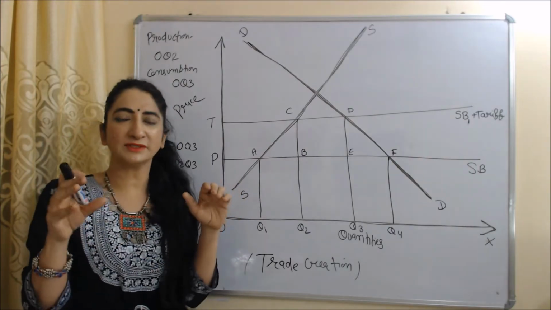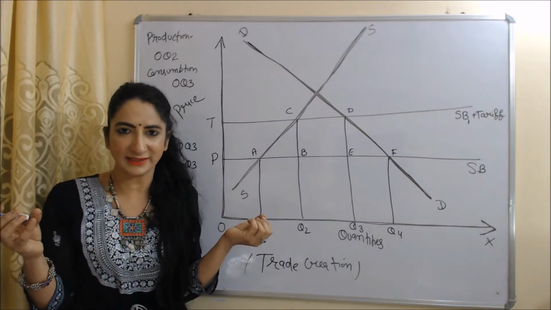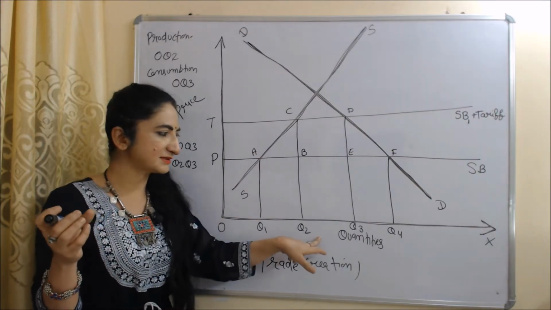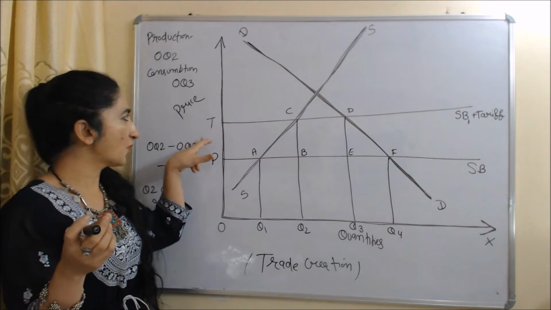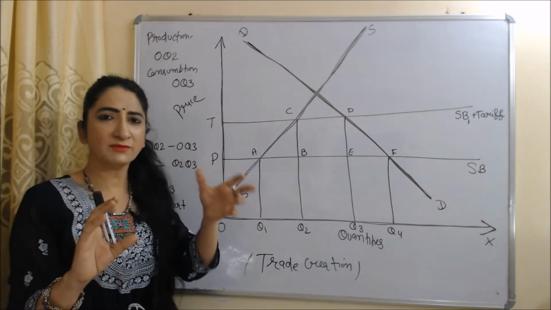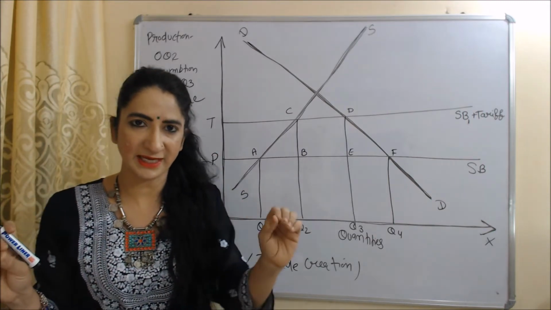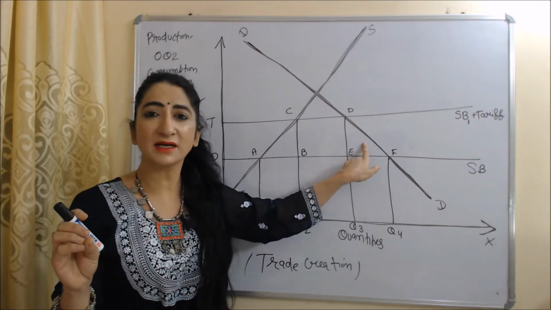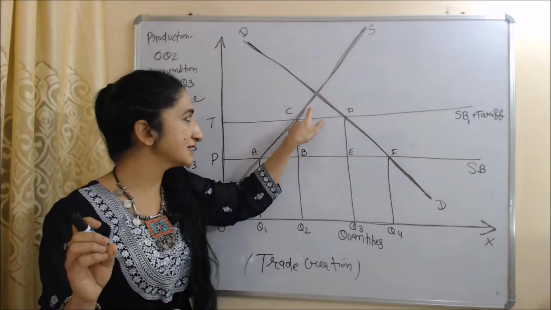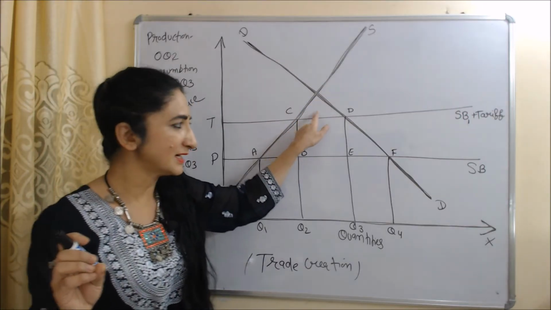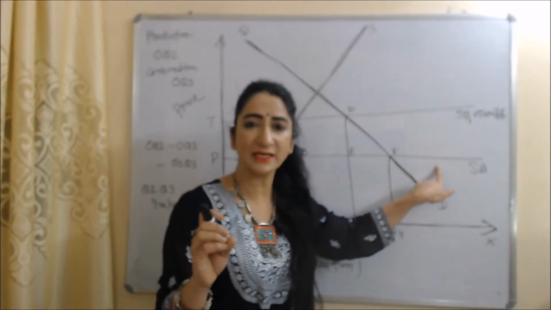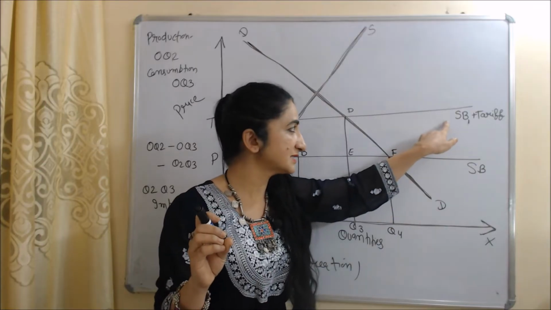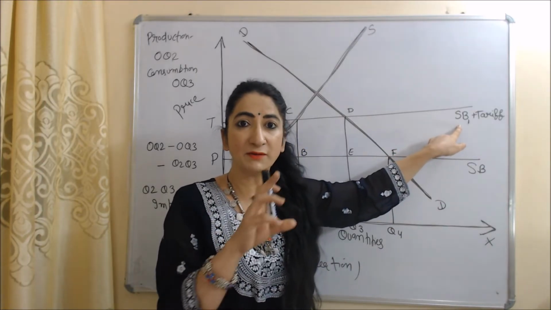Now with the help of this diagram, we will understand trade creation. In this diagram, on the x-axis we have quantities and on the y-axis we have price. Here we assume we have only two countries, A and B. A is our domestic country. So DD is the demand curve of the domestic country, SS is the supply curve of the domestic country, SB is the supply curve of B country, and SB1 is the supply curve of B country with the tariff.